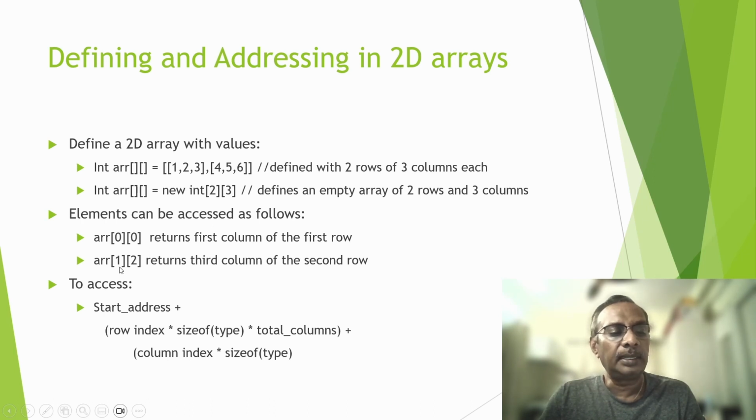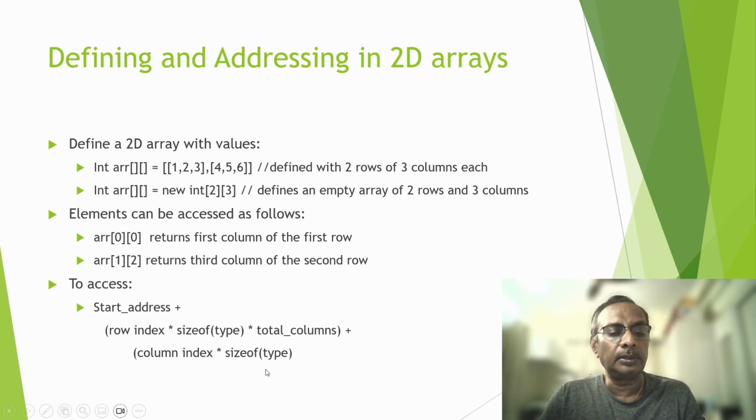So the starting address plus row index into size of type into total columns. So row index 1, size of type is 4, in this case int is 4 bytes, and total columns is 3. So 1 into 4 into 3, which is 12. So start address plus 12 plus column index, which is 2, into size of type, which is 4.